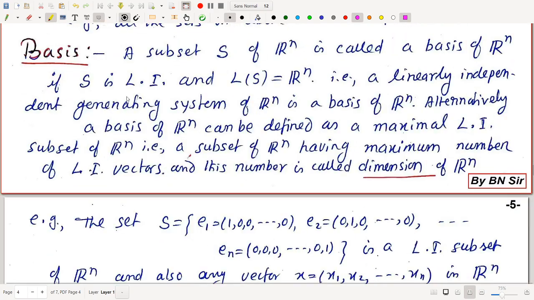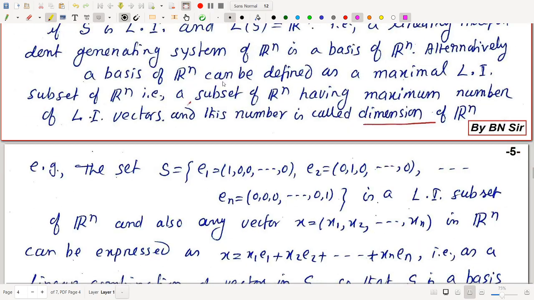Now, what is a basis? A subset S of R to the power n, n-dimensional space, is called a basis of R to the power n if S is LI and L(S) equal to R to the power n. The set S is a subset of R to the power n, it is a LI set, first fact. And second fact, it is a generating system of R to the power n. Then this set S is called a basis of R to the power n. That is, a linearly independent generating system of R to the power n is a basis of R to the power n.